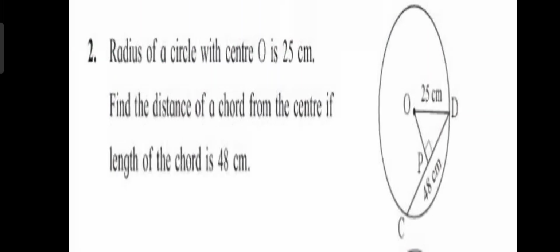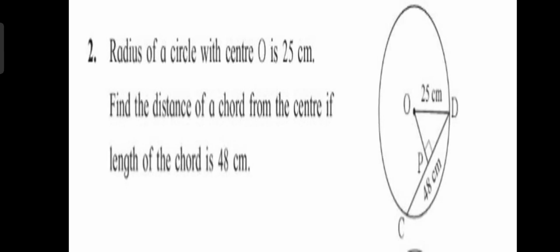In the second question we see the radius of a circle with center O is 25 centimeter. It is already given that the radius, that is OD, is 25 centimeter. Find the distance of the chord from the center if the length of the chord is 48. Okay, so we are given 48, that is CD, the chord.